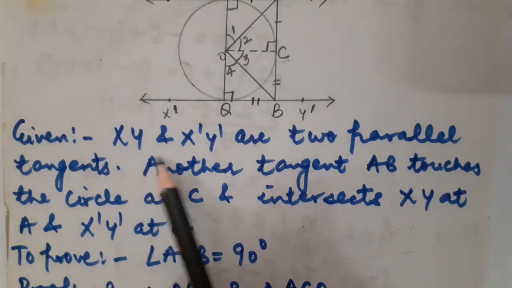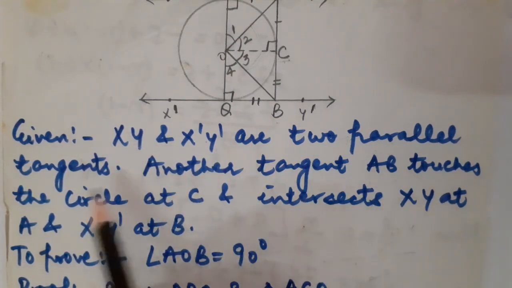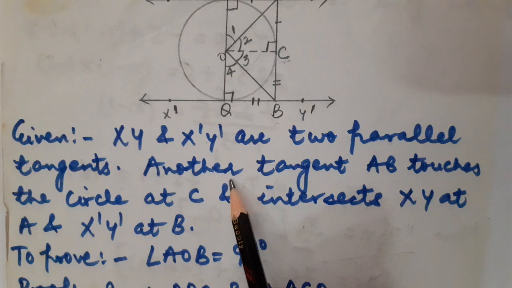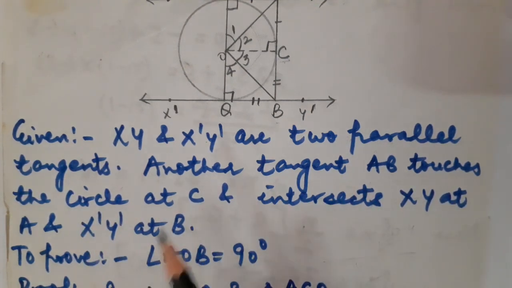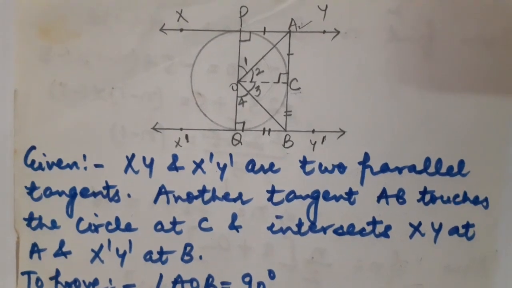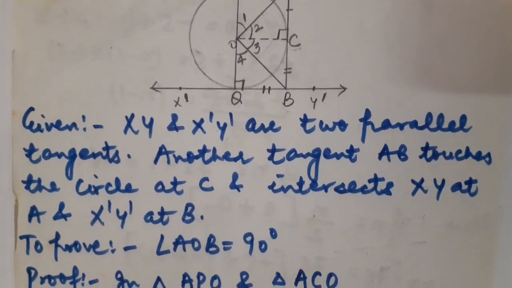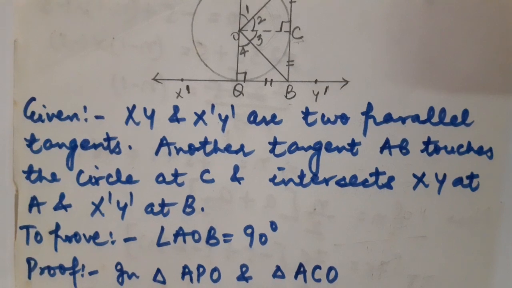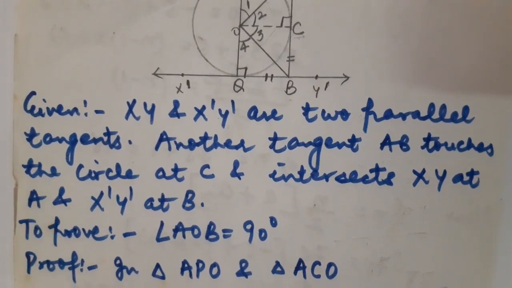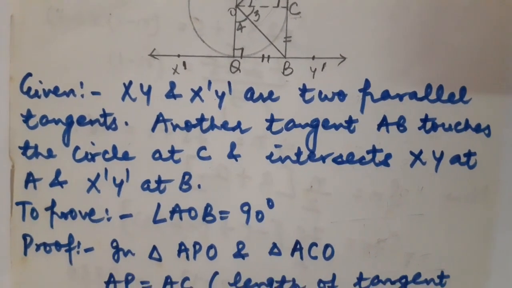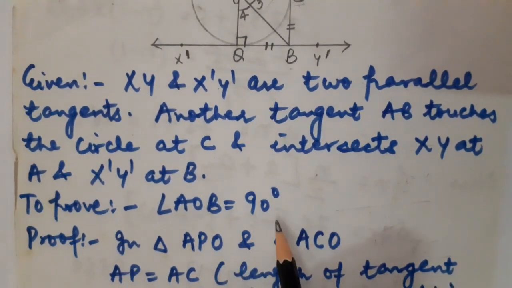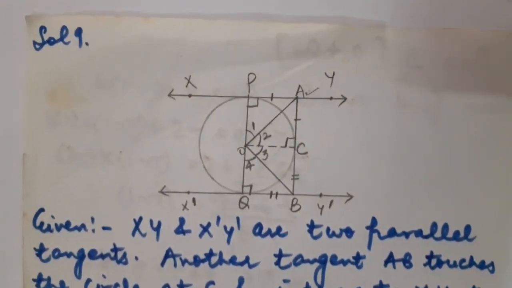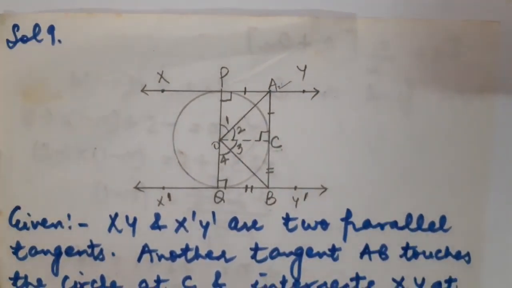Given XY and X'Y' are two parallel tangents. Another tangent AB touches the circle at point C. You can see here in the diagram, just explained to you right now, and intersects XY at point A and X'Y' at point B. Fine children. Now what I have to prove? I have to prove that angle AOB is equal to 90 degrees. So let me explain through the diagram first, and then I will explain the written proof.